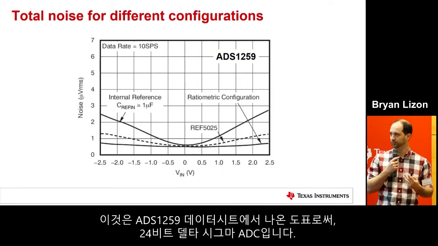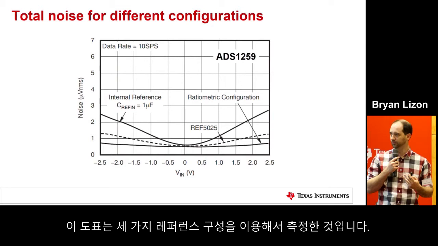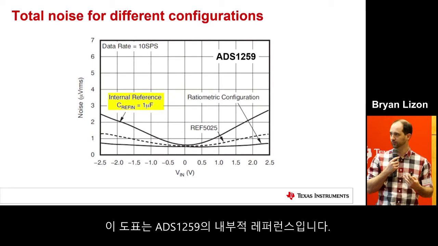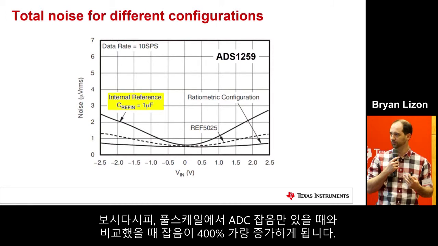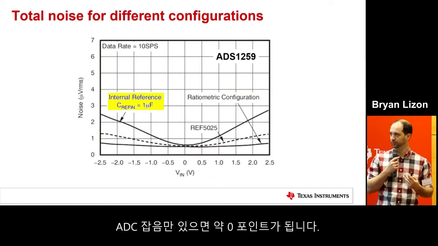This is actually a plot from the ADS1259 datasheet. This is a 24-bit delta sigma ADC. These are measurements taken using the 3 different reference configurations. This plot shows the internal reference of the ADS1259. As you can see, at full scale, you're getting about a 400% increase in noise compared to just the ADC noise by itself, which would be approximately at this 0 point here.